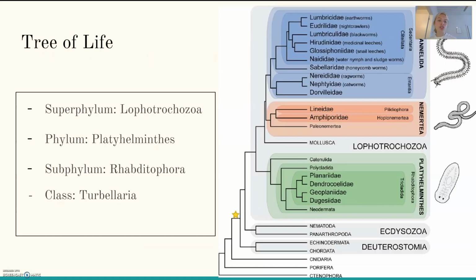Planaria fall on the tree of life under the superphylum Lophotrochozoa, the phylum Platyhelminthes, the subphylum Rhabditophora, and the class Turbellaria, which you can see in the picture where they reside.